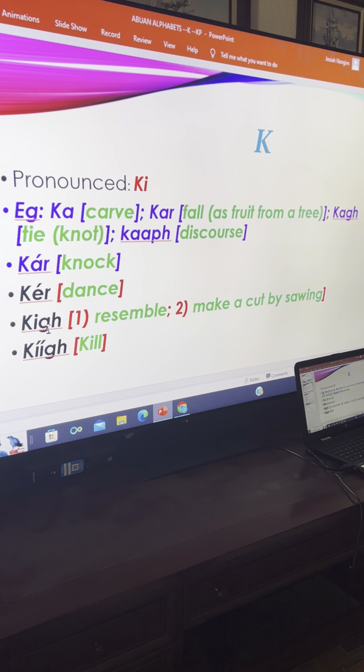K-A-G-He. Kek. So there are two words that come to mind when you use the word kek. It's to resemble, that is one. Another word, depending on the context, would mean make a cut as if you are sawing back and forth. That is kek. So there are two meanings. Now let's get to the other example.